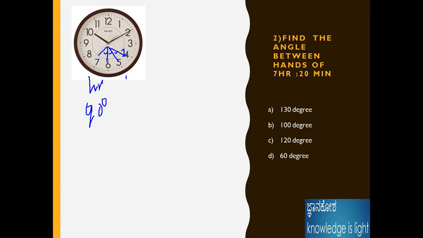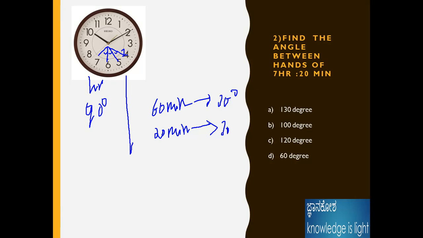For the minute angle, 60 minutes is equal to 30 degrees. Therefore 20 minutes is equal to, that should be 10 degrees only. I already solved it. 20 by 60 is 1 by 3, 1 by 3 times 30 is 10, therefore the answer is coming as 10. Therefore 90 plus 10 is 100 degrees.